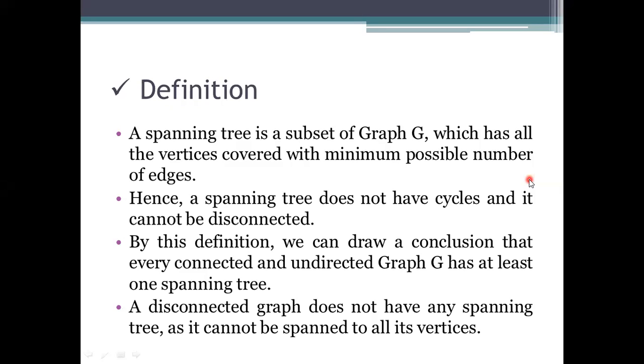But in directed graphs, if there is no path to reach a vertex, it won't be specified as a spanning tree. When we are using directed paths, allowing edges from vertices to reach others, we need to plot all the vertices, and there should be a path from one vertex to another. So you have to design the edges like that.